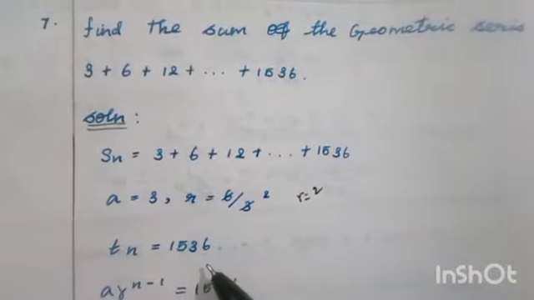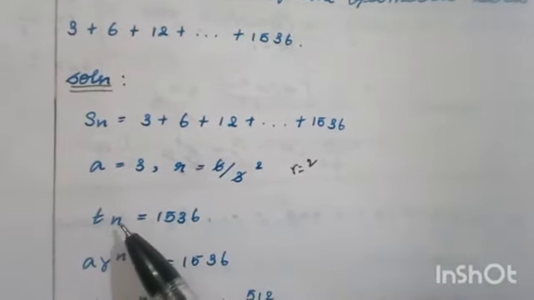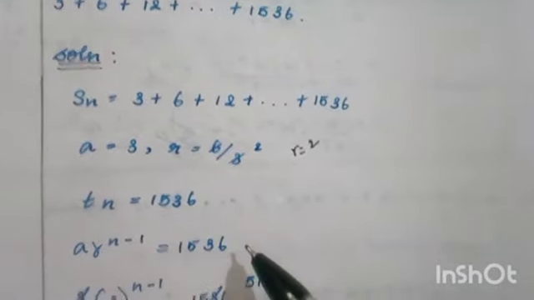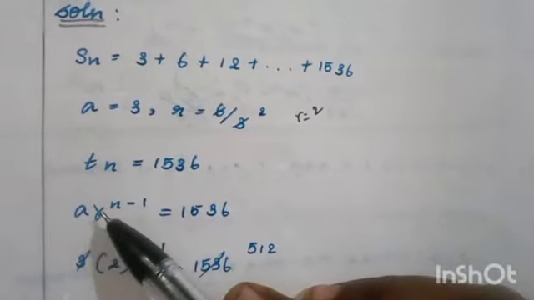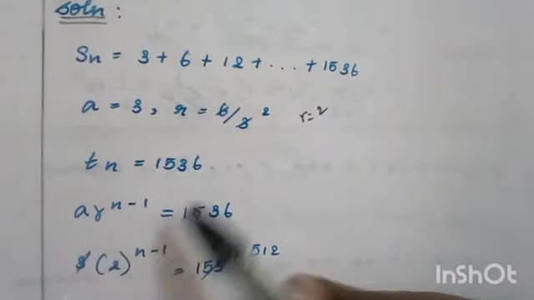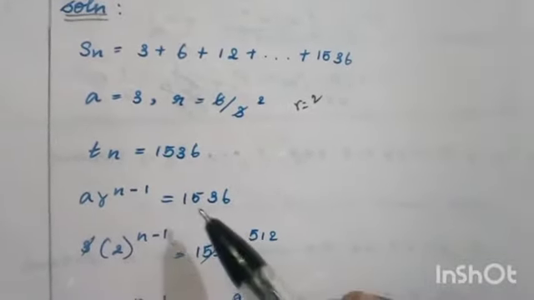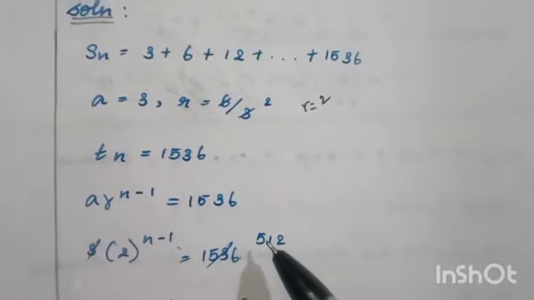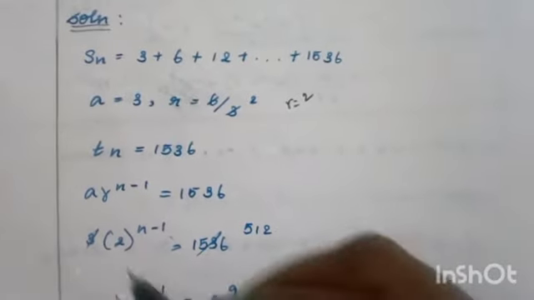So then tn is equal to the nth term given, 1536. We know the nth term formula: a into r power n minus 1 equals 1536. Now a value is 3, r value is 2, whole power n minus 1. The a value and r value you have to substitute in the general term. So that is equal to 1536. You have to cancel: 1 3 is 3, 5 3s are 15, 1 3 is 3, 2 3s are 6. After cancelling we have 2 power n minus 1.